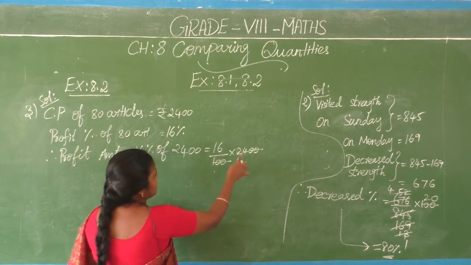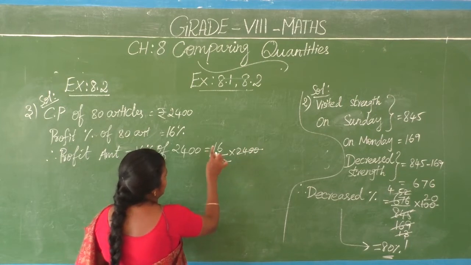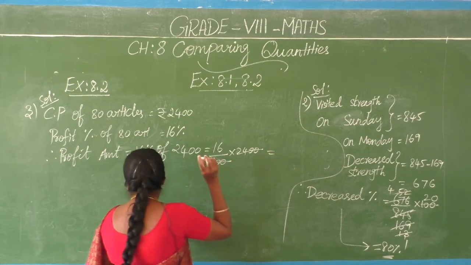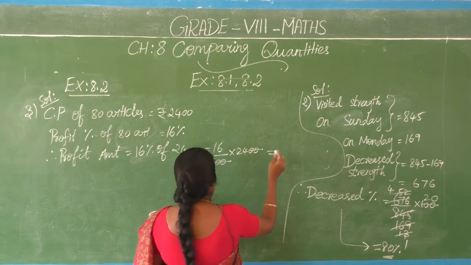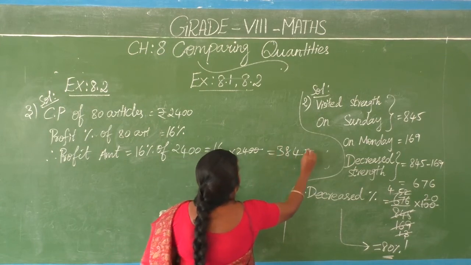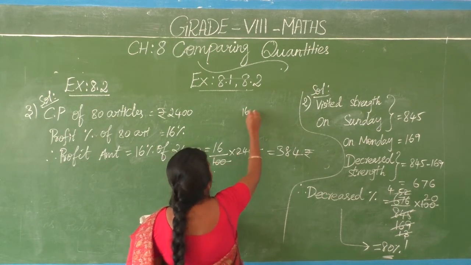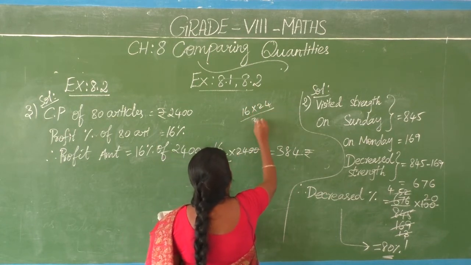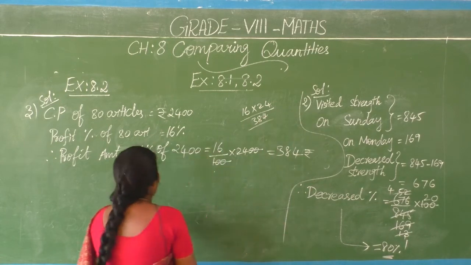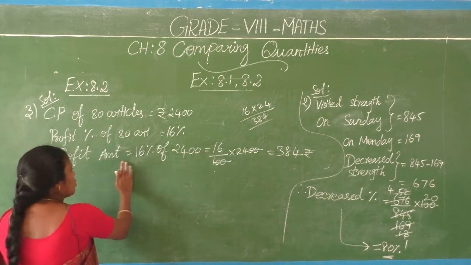100 by 100 cancels, leaving 2400 by 100 which is 24. 16 into 24 gives 384. So the profit amount is 384. If you multiply 16 into 24, you will get 384. Okay, then we found the profit amount.